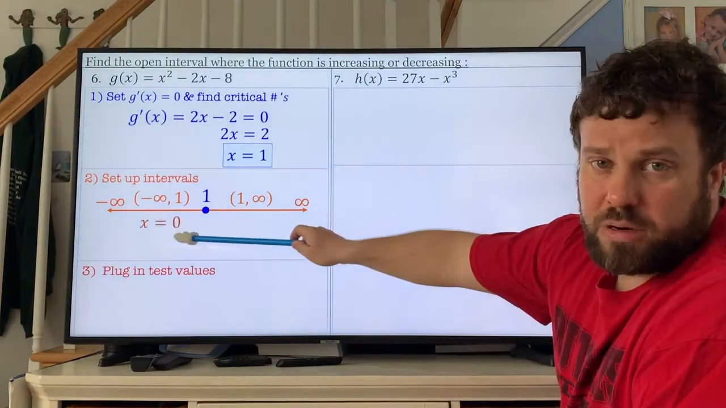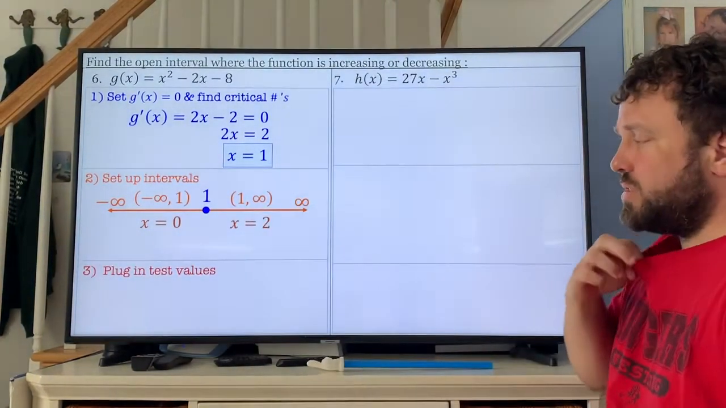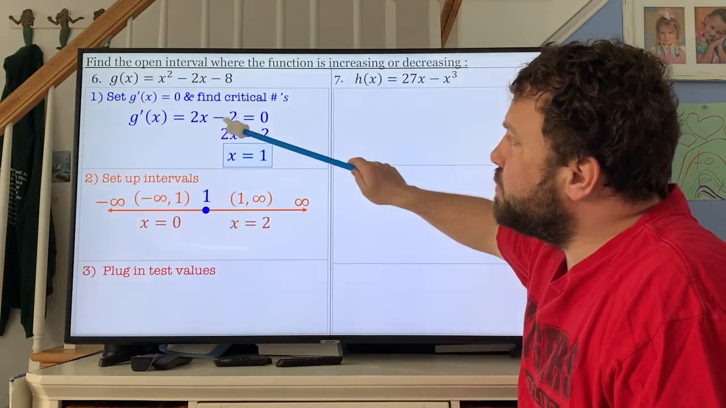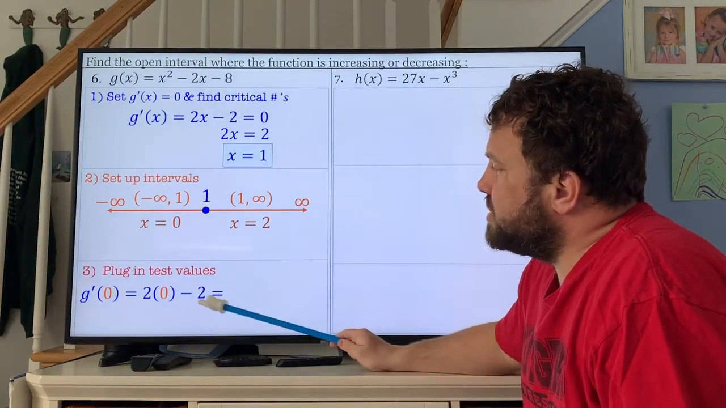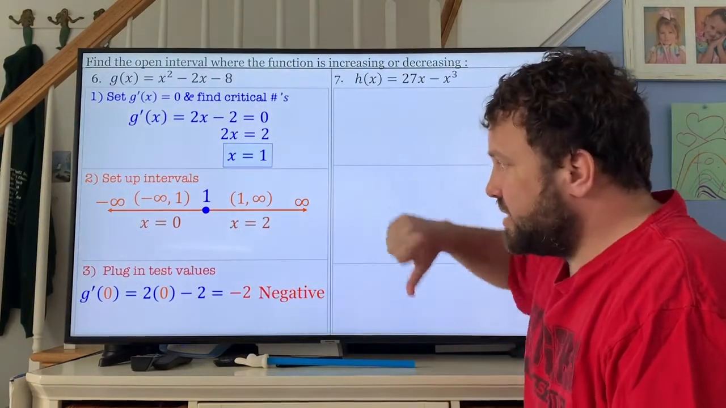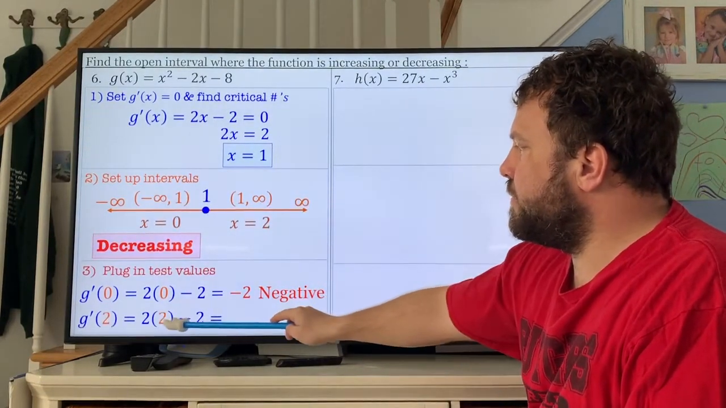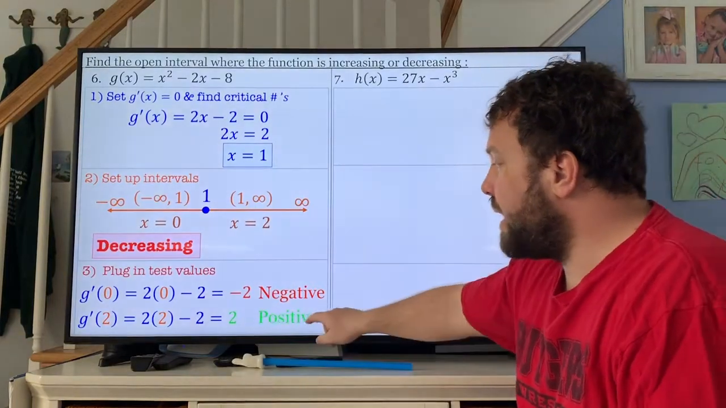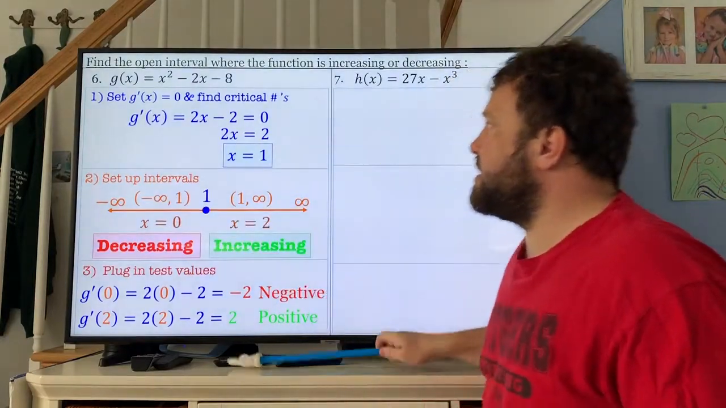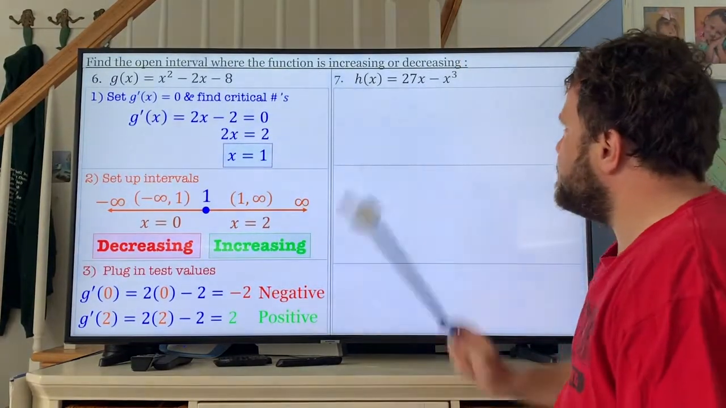Last part, pick a number on this side of the graph and this side. So I'm going to pick 0, because that's less than 1, and I'm going to pick 2. You can pick any numbers, though, that fit this criteria. Take my 0. Plug it into the derivative. So 2 times 0 minus 2 is negative 2. Negative numbers mean what? Decreasing. So it's decreasing on the left side. Type in 2. 4 minus 2 is 2. Positive numbers, so on this side it is increasing. So from negative infinity to 1, it's decreasing, and from 1 to infinity, it's increasing. And this is a parabola, so it makes sense. Try problem 7.